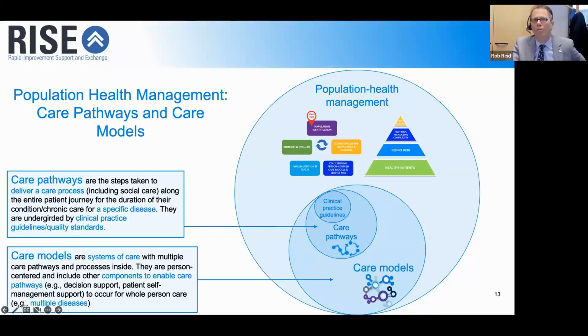And so care pathways fit within care models, and they're based on general clinical practice guidelines and quality standards, okay? They fit, as you can see in this diagram, in our population health management cycle, really in this co-design of care model phase.